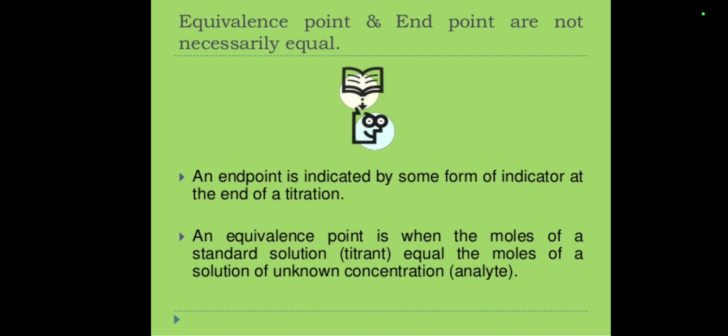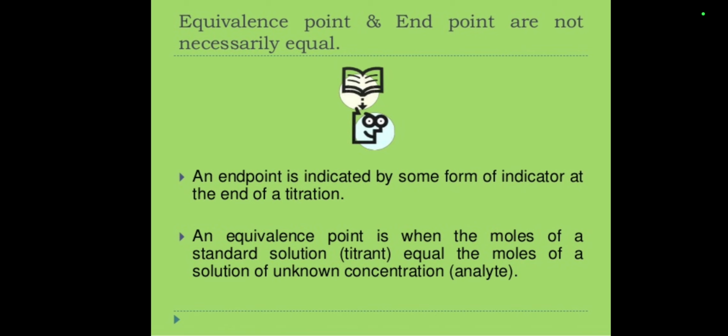Now, let's give the differences between the equivalence point and the endpoint. I've already mentioned it a while ago, but let's repeat it. An endpoint is indicated by some form of indicator at the end of the titration. If the solution has changed color, meaning you've already reached the endpoint. While the equivalence point is when the moles of the standard solution, the titrant, are equal to the moles of the solution of unknown concentration, which is the analyte. As I said a while ago, we reach the equivalence point when both the titrant and the analyte are already equal in their moles.